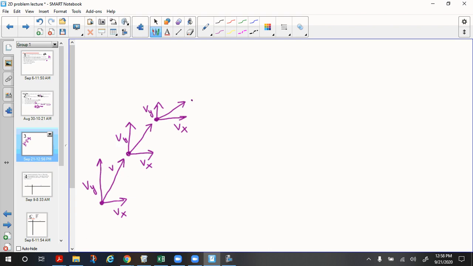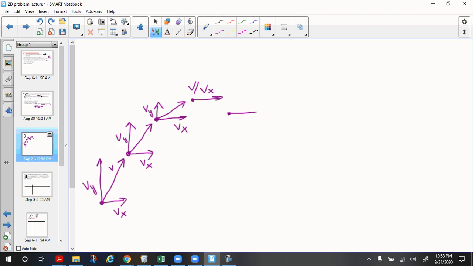And then at the top here, at the very apex, we just have velocity in the x direction. So Vx and V are the same thing, because your Vy is 0, but your velocity in the x direction is still constant. The object is still moving to the right at the very top. And then we basically go back down. I made that a little bit too long.